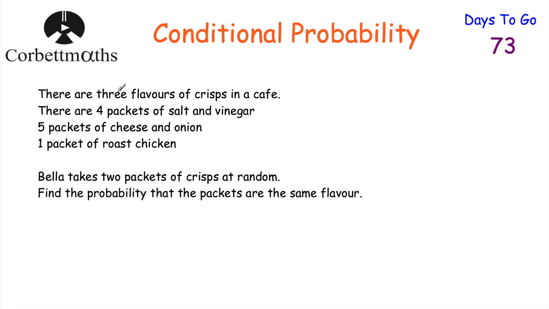Okay, so let's have a look at another question. This time we're told there are 3 flavours of crisps in a cafe. So there's a cafe that sells crisps, and they've got 3 flavours available. There are 4 packets of salt and vinegar, there are 5 packets of cheese and onion, and there's 1 packet of roast chicken.